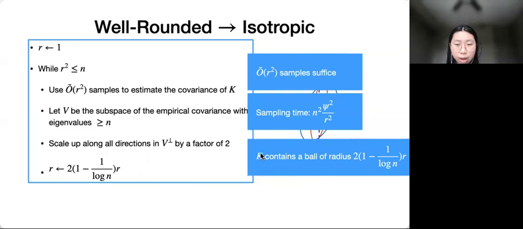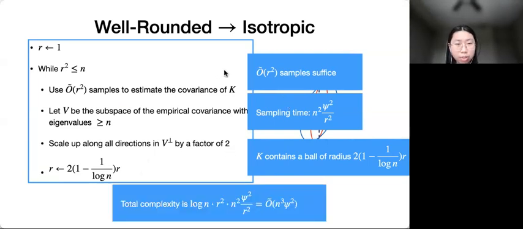So these three facts give the correctness of the algorithm, and the total complexity of this algorithm is, we have the number of iterations log n times the number of samples in each iteration R squared, and the steps for each sample n squared over R squared, and together we get almost n^3 ψ^2 steps.